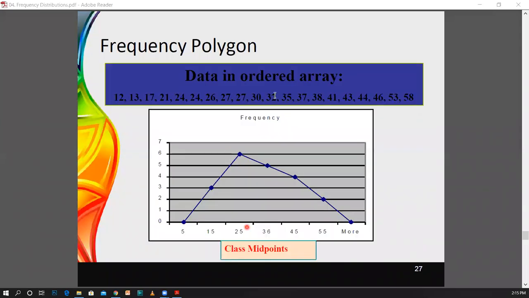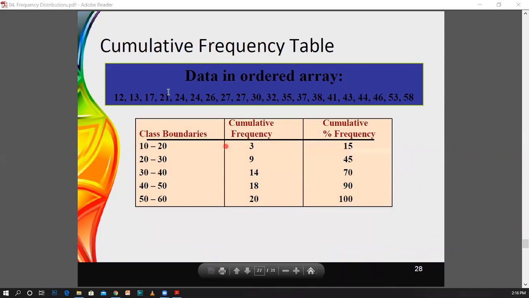Okay, this is one example. You can construct this frequency polygon for this set of data also. And here, one important thing is we are using the class midpoint. Now we will look at the cumulative frequency table and the cumulative frequency polygon.